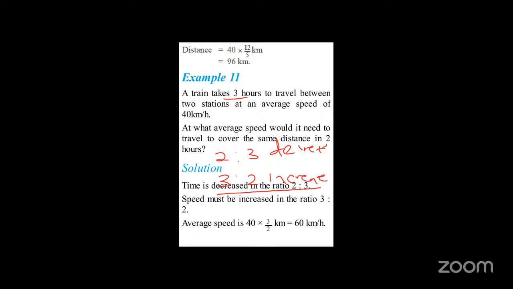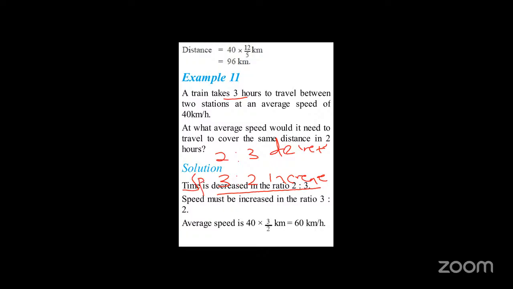Ukiangalia hapa, a train takes 3 hours to travel between two stations at an average speed of 40 kilometers. So kama inachukua 3 hours to travel at 40 kilometers per hour, what will happen ikireduce time to 2 hours iende the same distance, ni speed gani itatumia? Namaanisha hapo, in that case the speed has to increase to cover the same distance in less time. Sawa? So in that case, it means that the speed has to increase.